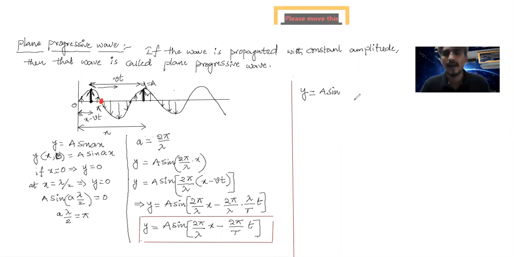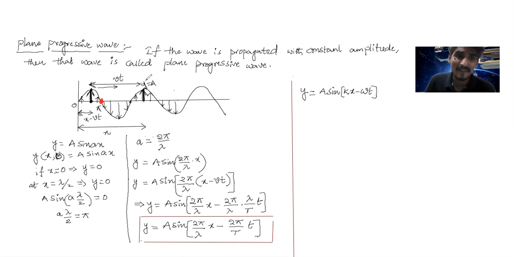What is 2 pi by lambda? 2 pi by lambda, I'm taking that value as a constant k here, k into x minus 2 pi by T is nothing but omega, right? So omega into t. Okay, now y is equal to a sine kx minus omega t. This is a general equation.